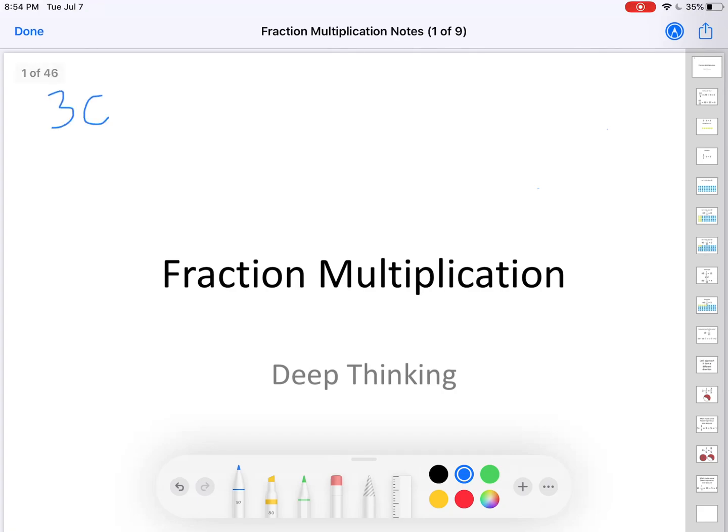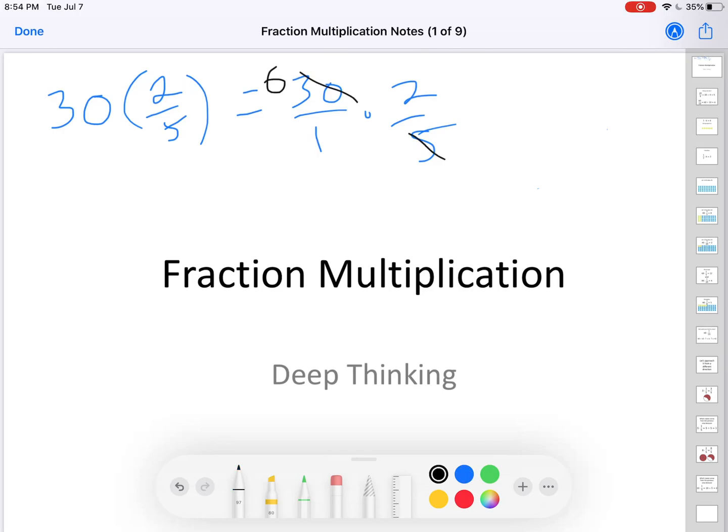And you'll go 30 times 2/5 is equal to 30 over 1 times 2/5. And then maybe you'll do some cross canceling and you'll cross this out and put a 6 and cross this out and put a 1. And then you'll do equals 6 times 2 is 12, and 1 times 1 is 1, and that's equal to 12. And yes, that's correct, but it's mechanical, and it doesn't show any understanding of what's going on, and why you are doing the things that you're doing.